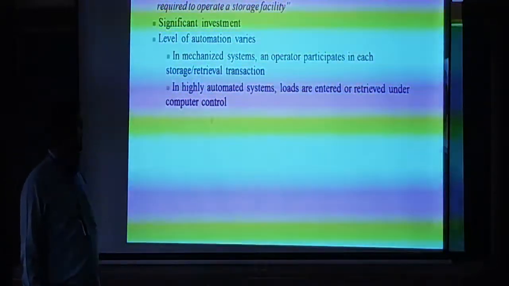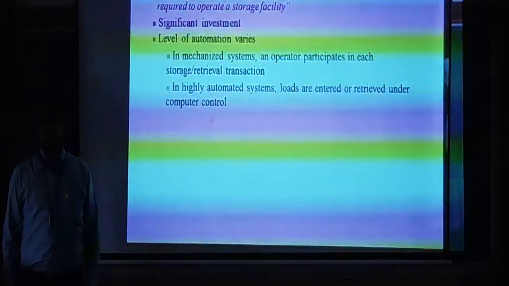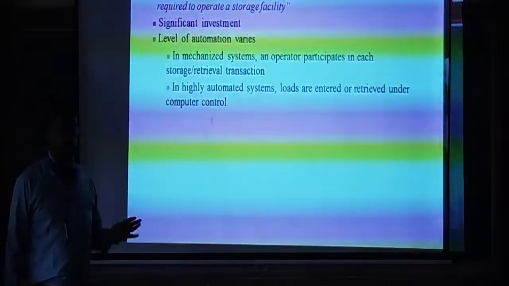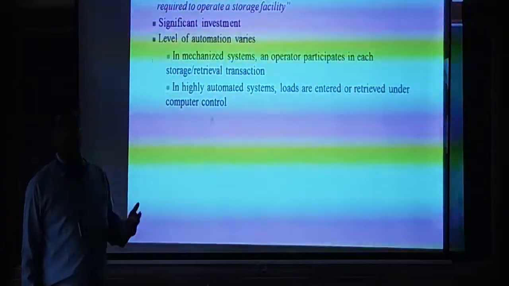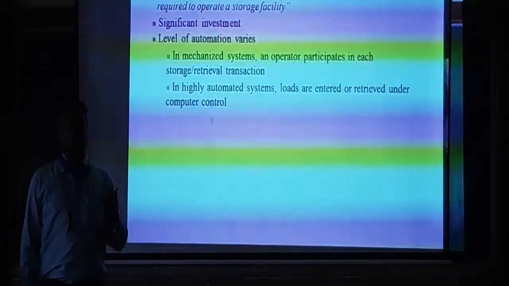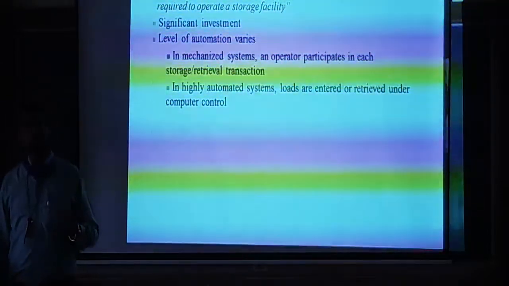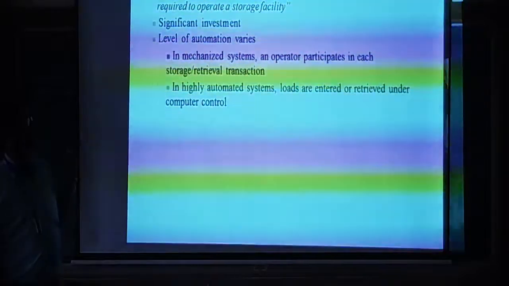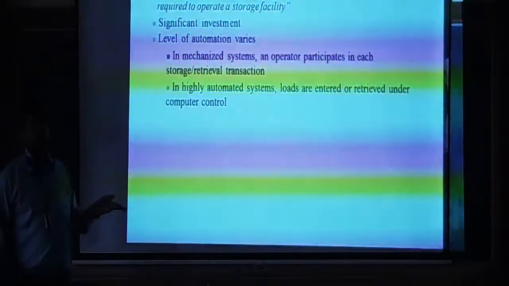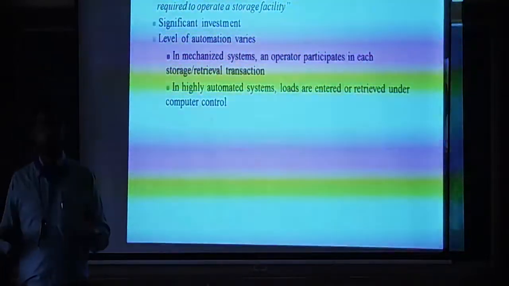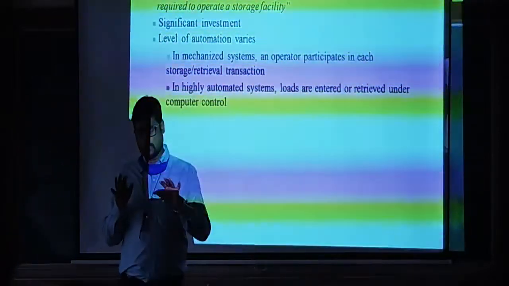And in highly automated systems, the loads are entered and retrieved under computer control. Usually this is PLC controlled, in highly automated systems, like your horizontal ASRS system or the vertical ASRS system. The loads are entered. Either you take the load as finished castings or other loads, like your finished products. So you are loading that particular part, entering that particular part, and retrieving that particular part under computer control; in the computers you are writing, the identification number is there.